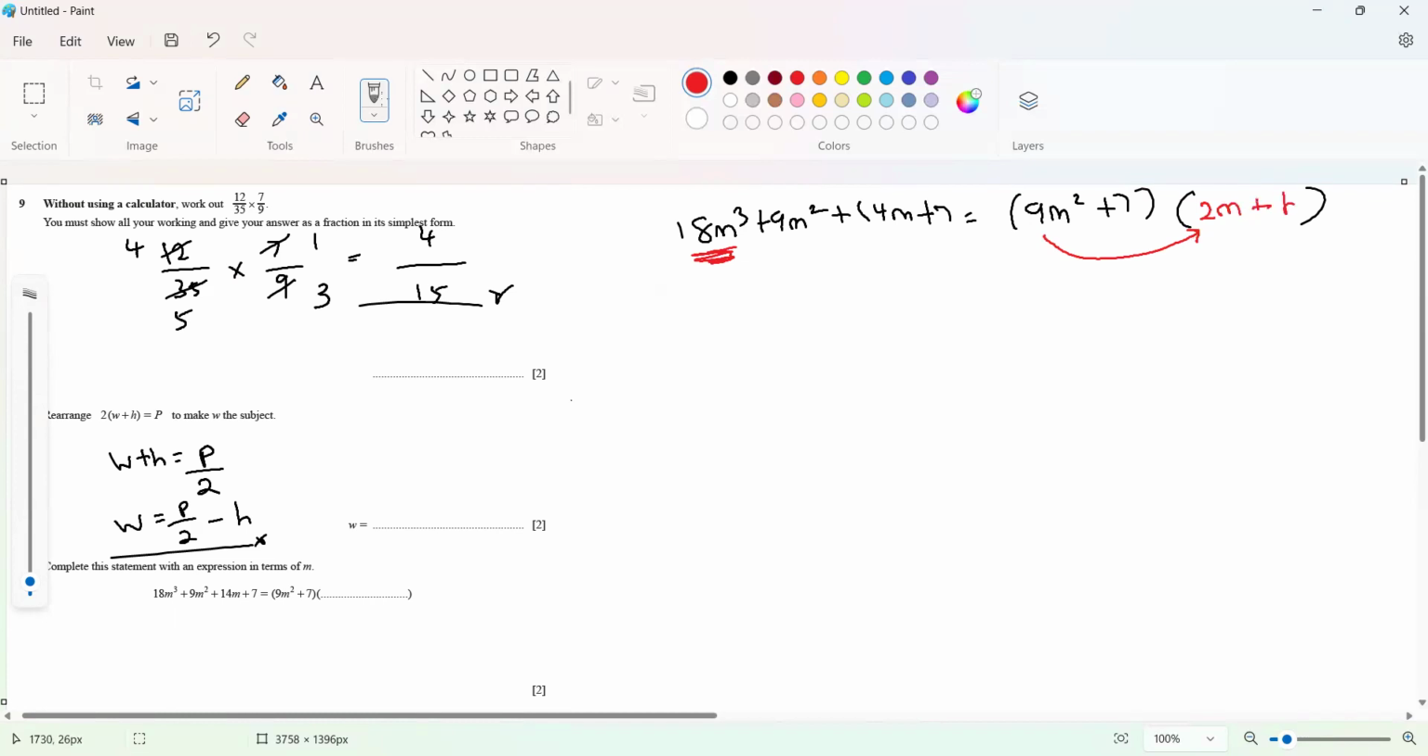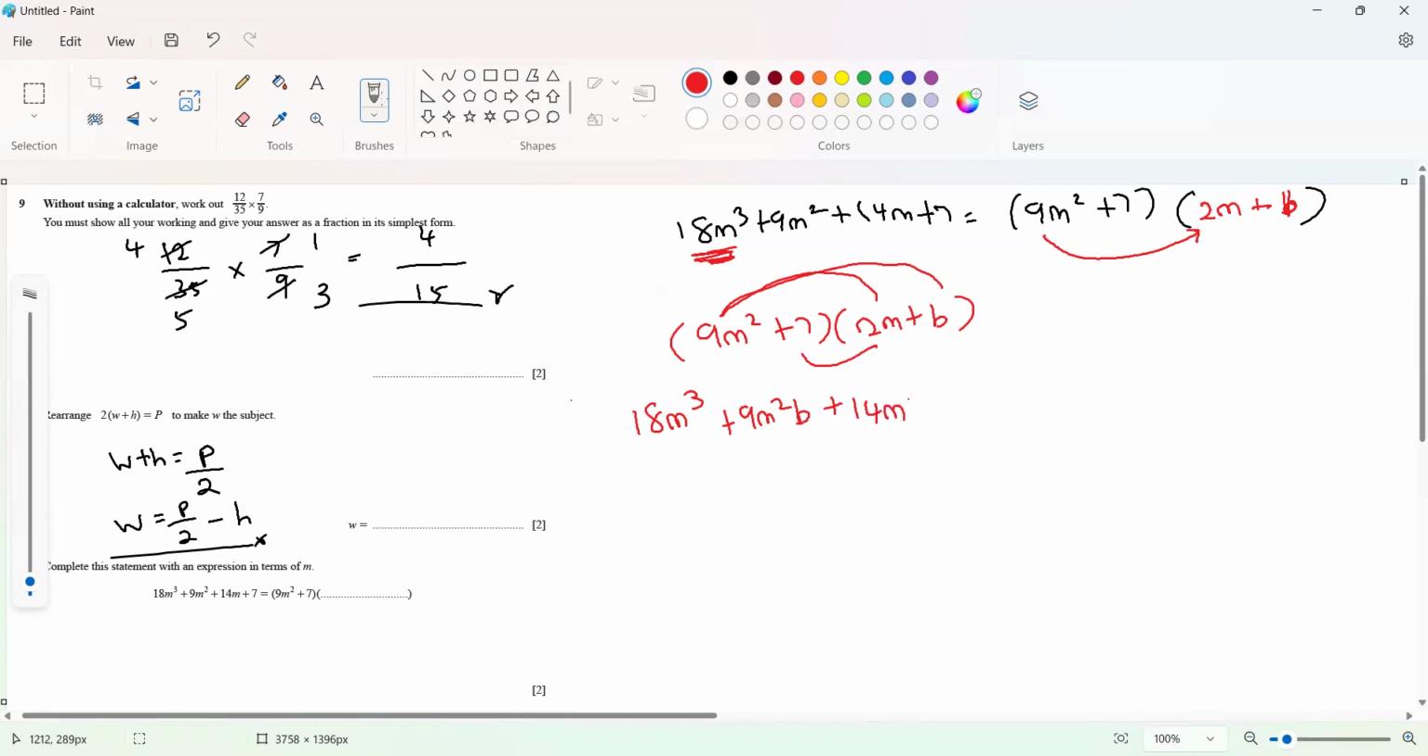And then we can just put b. I don't know what b is, but I can just put it like that first. So if I expand 9m squared plus 7 times 2m plus b, I know this works because 9m squared times 2m gives us 18m cubed guaranteed. So this would be 9m squared b plus 14m plus 7b.